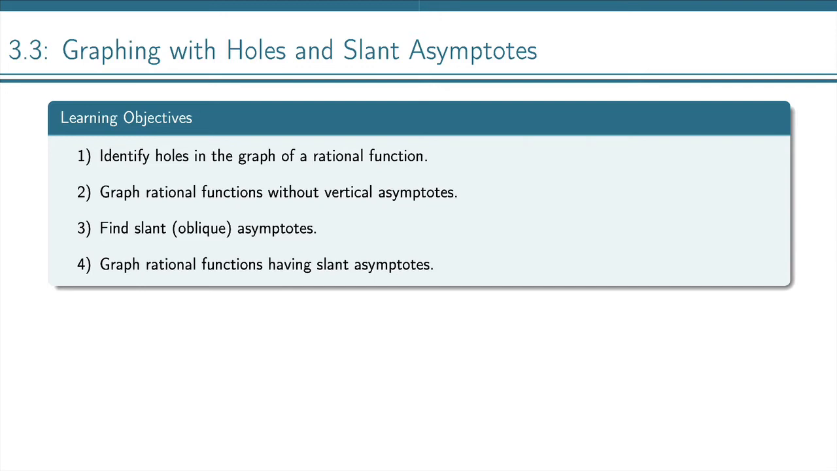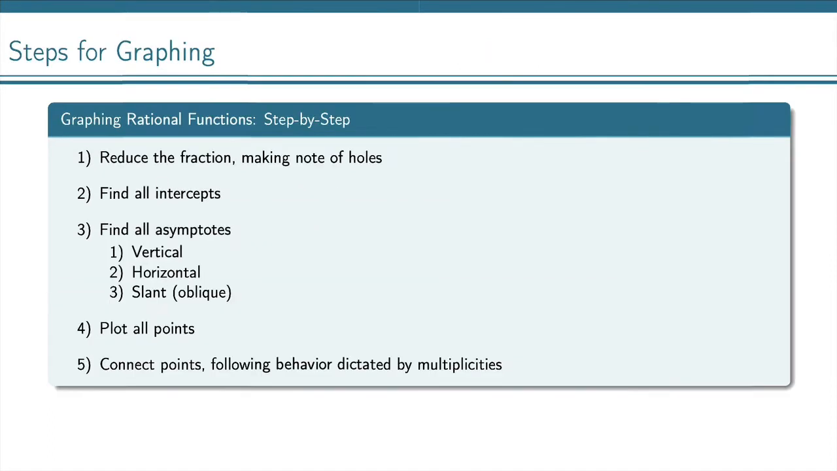In this section, we're going to look at rational functions where we either have a common factor in the numerator and denominator, or the degree of the numerator is larger than the degree of the denominator. We're going to jump right into the steps that we can follow to graph rational functions. This is a general process that will work for any rational function.